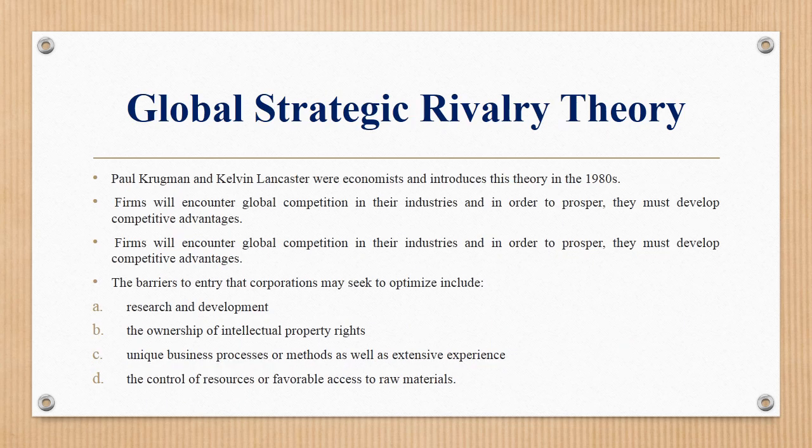Now coming to the next theory. The next theory is Global Strategic Rivalry Theory. This theory was propounded by Paul Krugman and Kelvin Lancaster. This theory emerged around the 1980s. The theory majorly focused on multinational companies and their strategies and efforts to gain a comparative advantage over other similar global firms in their industry. This theory acknowledges the fact that firms will face global competition, and to prove their superiority they must develop a competitive advantage over each other.